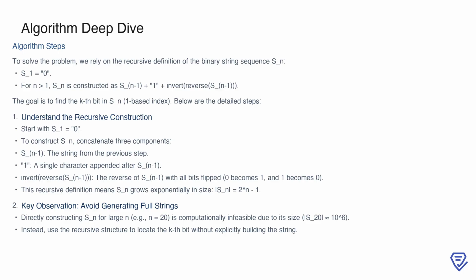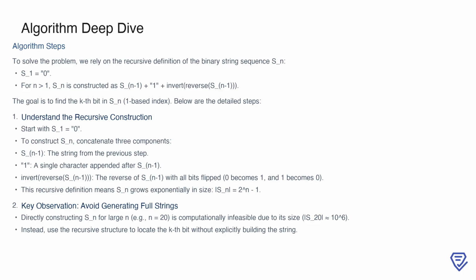The sequence starts with s_1, which is simply 0. For any n greater than 1, s_n is constructed by concatenating three parts: first, the binary string from the previous step, s_(n-1); second, the character 1; and third, the inverted and reversed version of s_(n-1). This construction leads to exponential growth in the length of the strings, with the size of s_n being 2^n - 1.